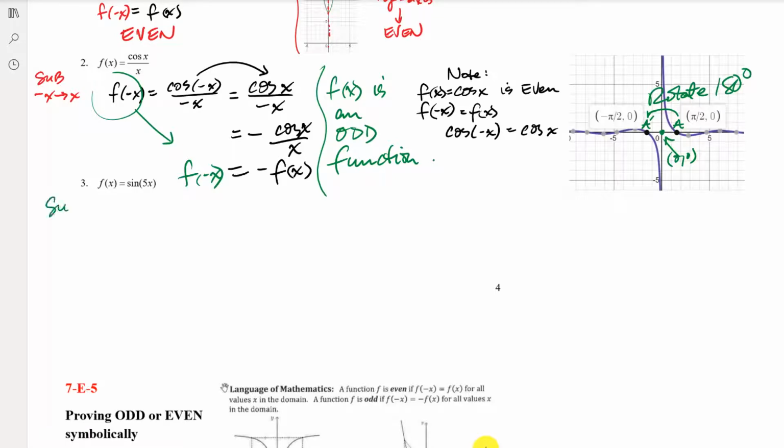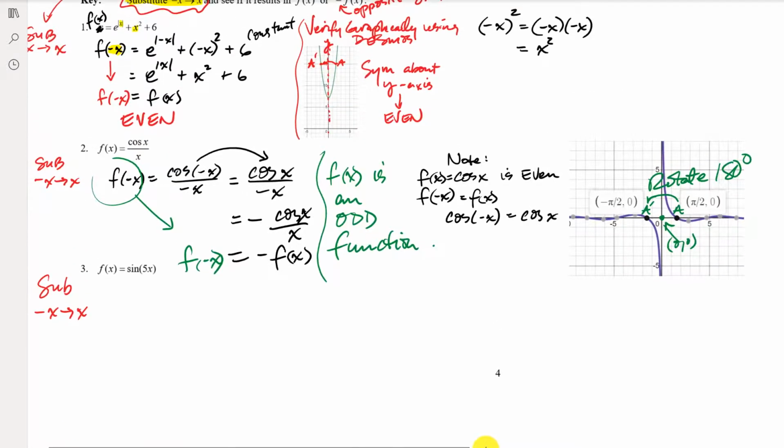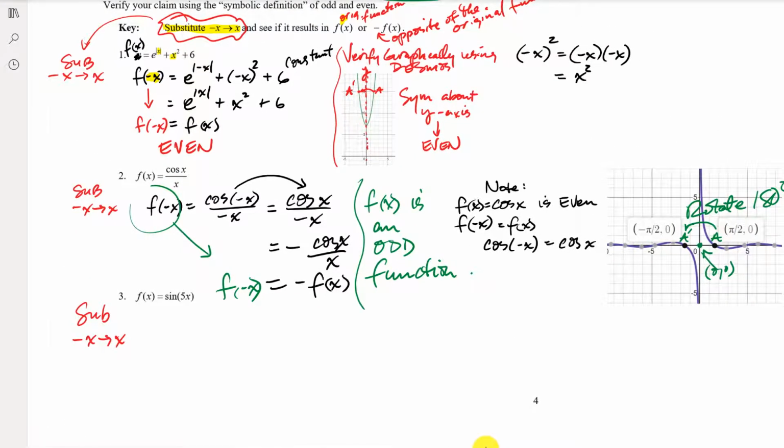So I want to substitute, oops, I want to do this in red. Negative x in for x. You do this every single time. Notice that I keep on repeating myself here. You substitute negative x in for x and see what happens. That's the standard procedure when you do this algebraic thing.